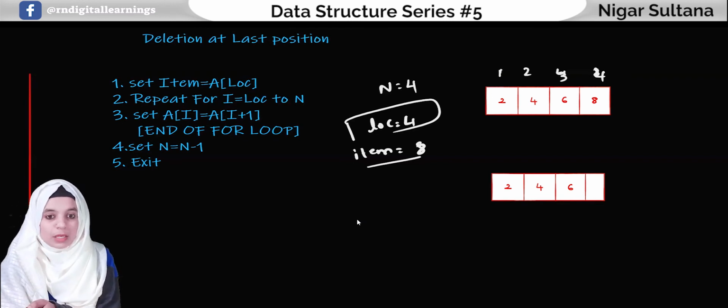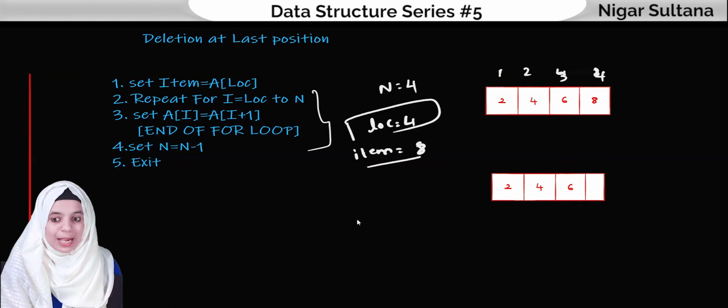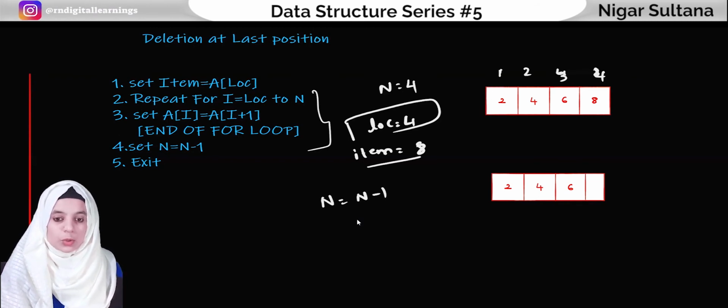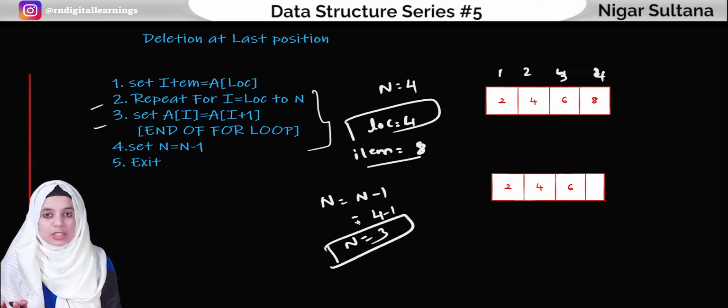See here, I must start from the location. 4 is equals to 4. Now it is not required to do this operation, just it has been removed and I must decrement the value of n. So n is equals to, what is the n value? 4 minus 1. So n is equals to 3. Here step 1 and step 3 is not required because we need not move any data items.